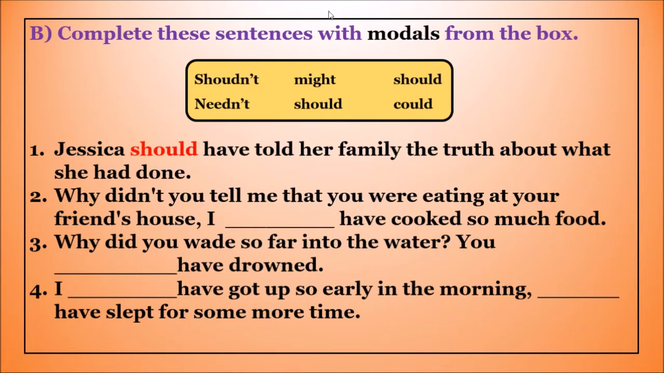So the answer is: I need not have cooked so much food. If they had informed before, there is no need to cook so much food, right? That is why the necessity of information is needed here. So need not is the second answer. Right, children?